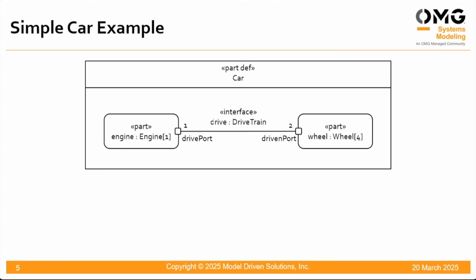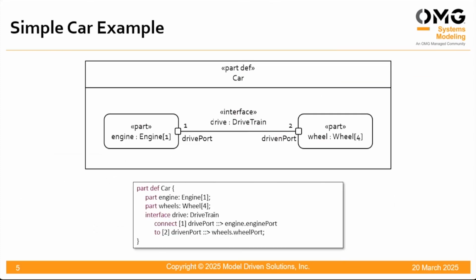Right, so I'm going to start just showing that graphically, but as I go on, I'm going to use the textual notation. It's easier to put up and easier to generate for what we're going to be talking about. So this is a textual notation that directly corresponds to this. We've got a part def for a car, the engine, 4 wheels, the drivetrain that connects the drive port to the driven port. And the 1 and the 2 here mean that this one engine is just connected to 2 out of 4 of those wheels.